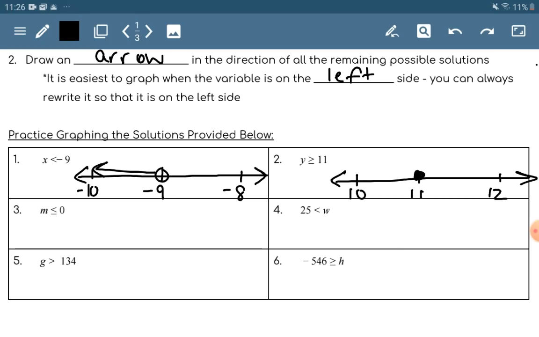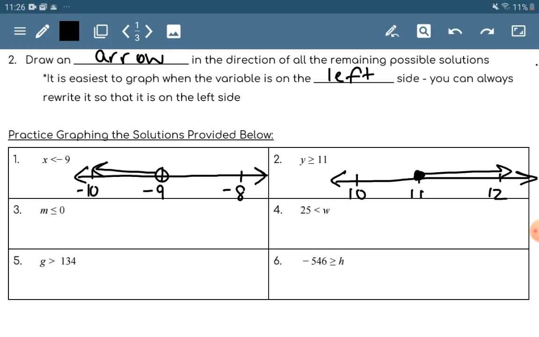Then for the direction of my arrow, again, you can think about this 2 different ways. The inequality tells me greater than, so I want numbers bigger going to the right. Or I could look at the inequality itself and it already looks like an arrow pointing to the right. So my arrow on my graph should go the same direction.